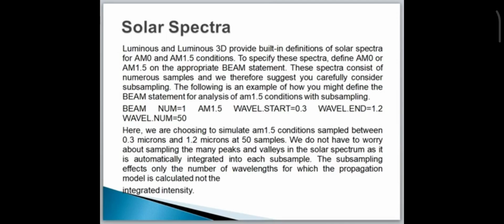50 samples. We do not have to worry about sampling the many peaks and valleys in the solar spectrum, as it is automatically integrated into each subsample. The subsampling affects only the number of wavelengths for which the propagation model is calculated, not the integrated intensity.